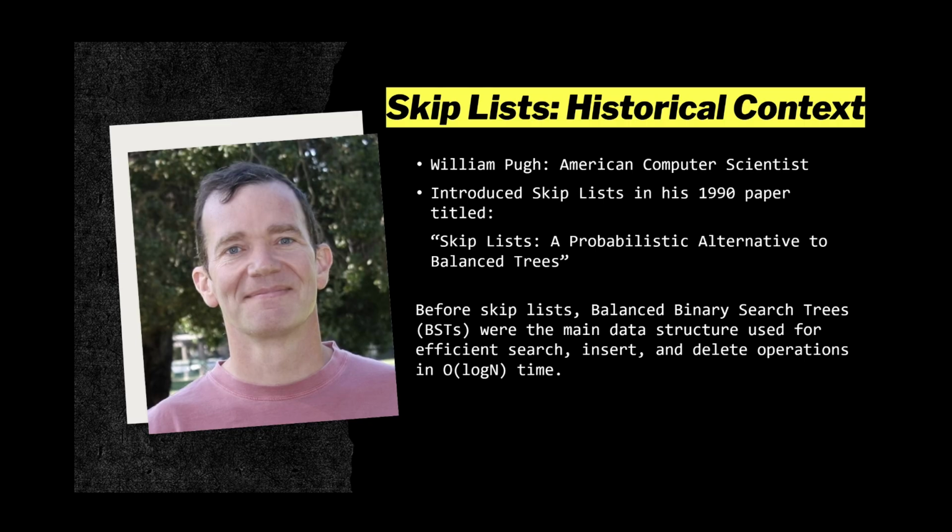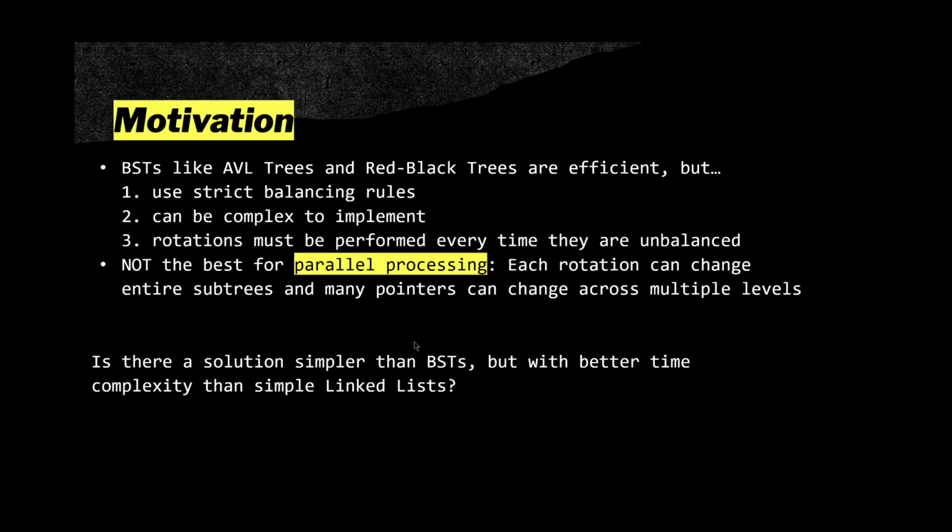Basically, before he wrote his paper, BSTs, so balanced binary search trees, were the main data structure used for efficient search, insert, and delete operations in O(log n) time. When he was writing this, he wanted to find a good alternative that wasn't basically arrays and linked lists, but still had this efficient time complexity. So let's see how he did that.